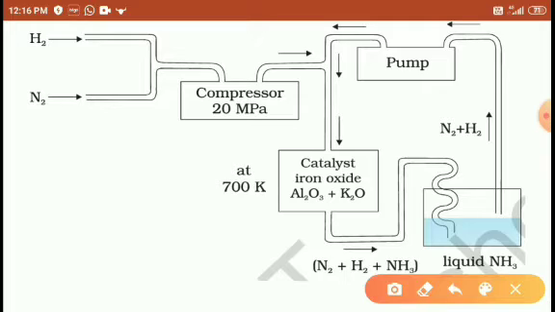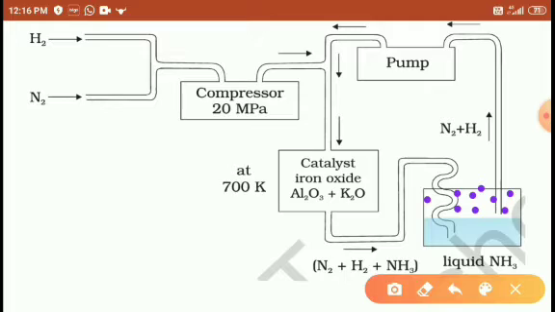Next, those gases after the compression are not reacted with the catalyst. So they are moving toward, they are not reacting with the catalyst. Directly they are entered into this chamber as nitrogen gas and hydrogen gas.